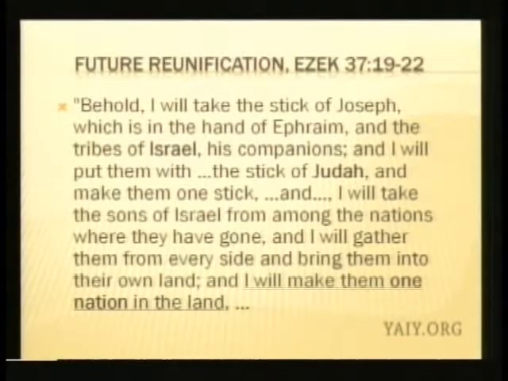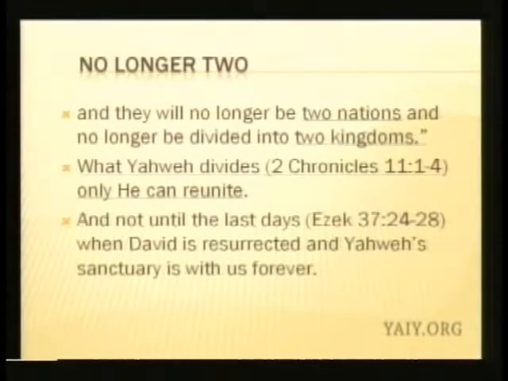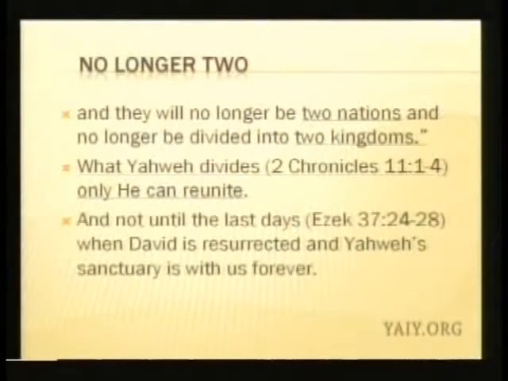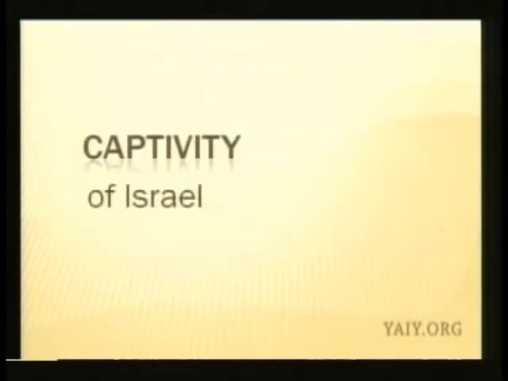Future reunification in Ezekiel 37, speaking of the two sticks. "Behold, I'll take the stick of Joseph, which is in the hand of Ephraim, the tribes of Israel," there's our northern ten, "combine it with the stick of Judah, southern two, make them one stick. And I will make them one nation in the land. And they'll no longer be two nations, no longer be divided into two kingdoms." What Yahweh divides, only He can reunite. Extremely important. And when's it going to happen? Not until the last days when David is resurrected and Yahweh's sanctuary is with us forever.